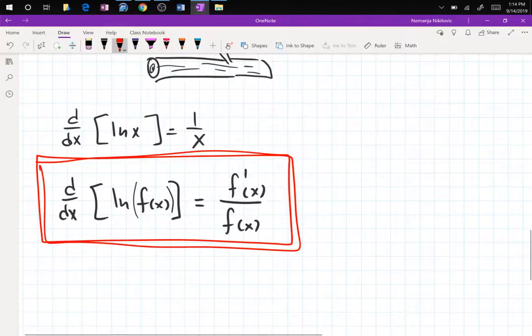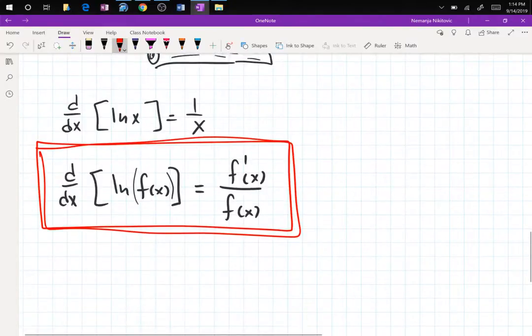ln of cosine, let's say, would be negative tangent, because you put the cosine down there. The derivative of cosine is negative sine. Negative sine divided by cosine is negative tangent. So you can do a whole bunch of problems with this.